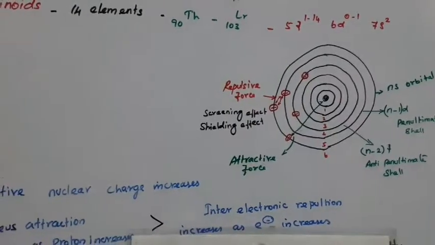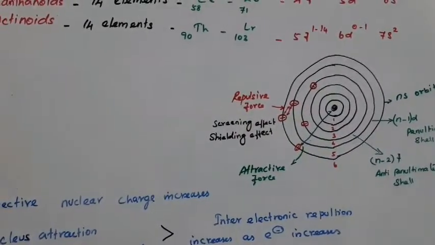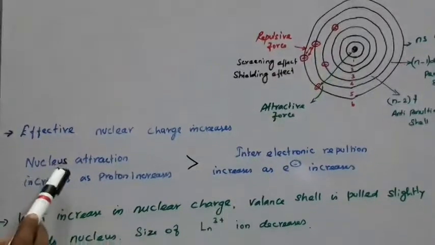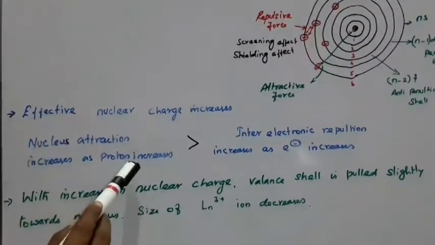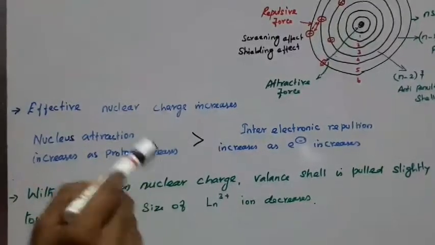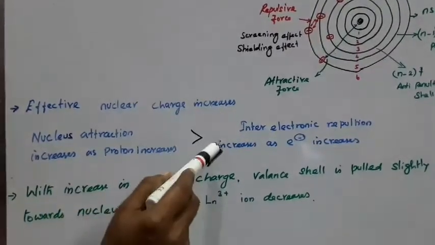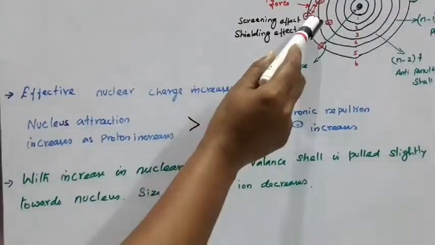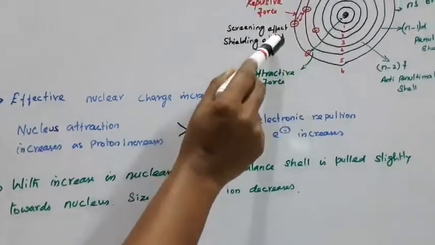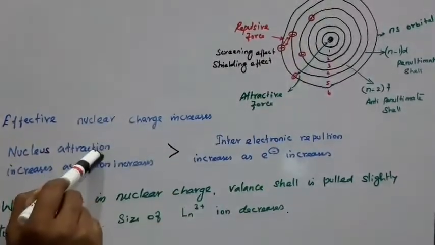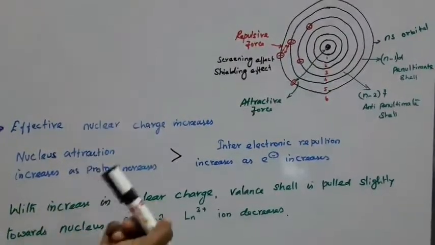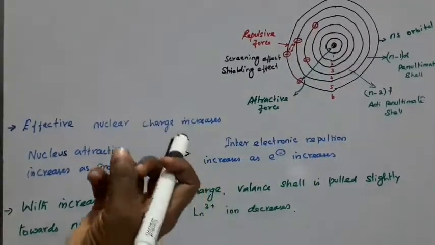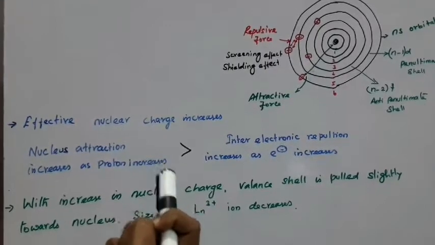So here you see that the effective nuclear charge increases, that is, the proton charge increases, and the nucleus attraction increases as protons increase. Because of the added electrons, the protons automatically increase, which is greater than the interelectronic repulsion. Even though electron repulsions are there, at the same time the effective nuclear charge is more, so it easily attracts the last electron, okay. So automatically its size decreases, okay. So this is called lanthanide contraction.